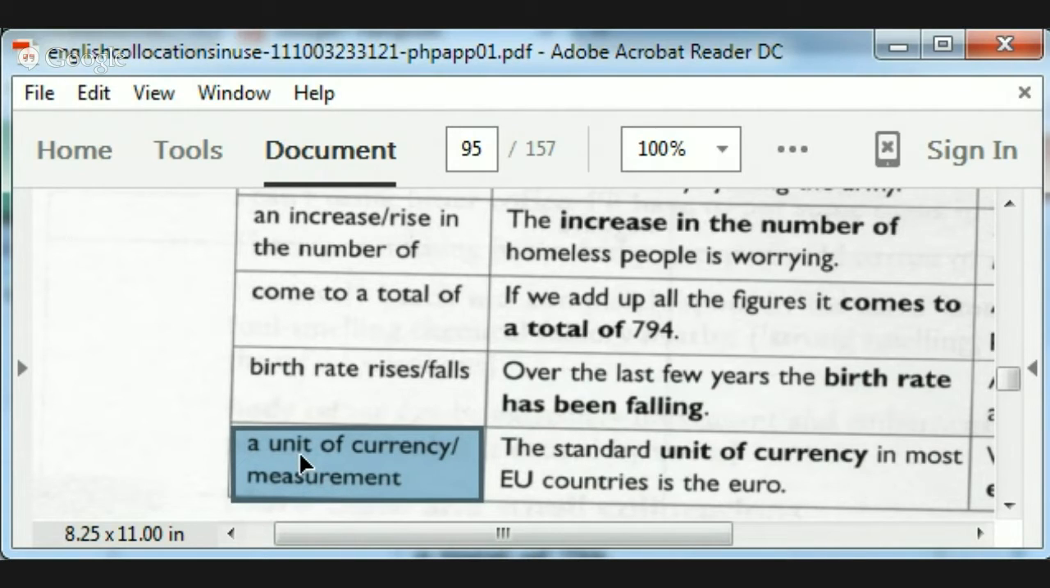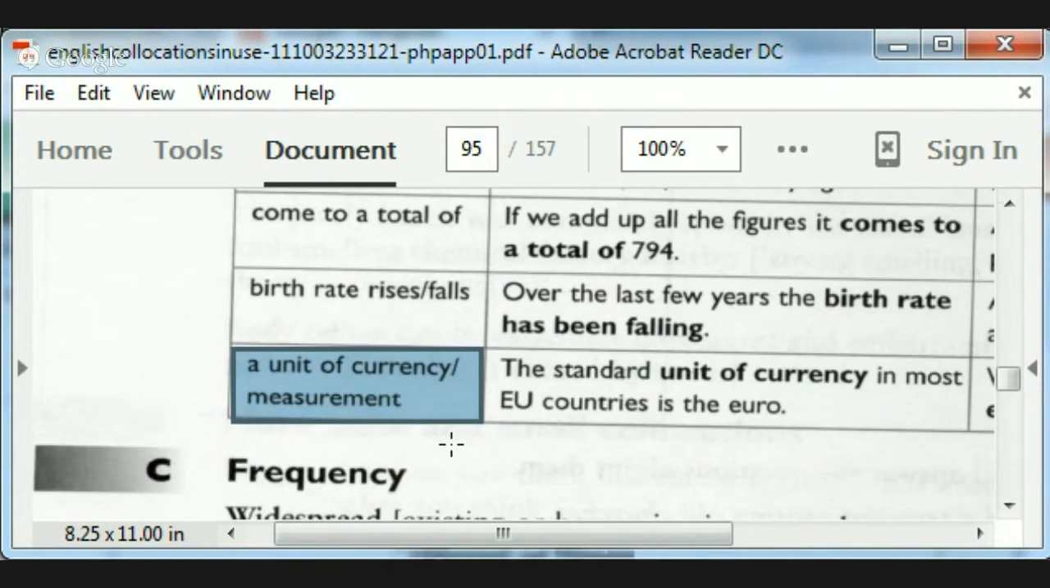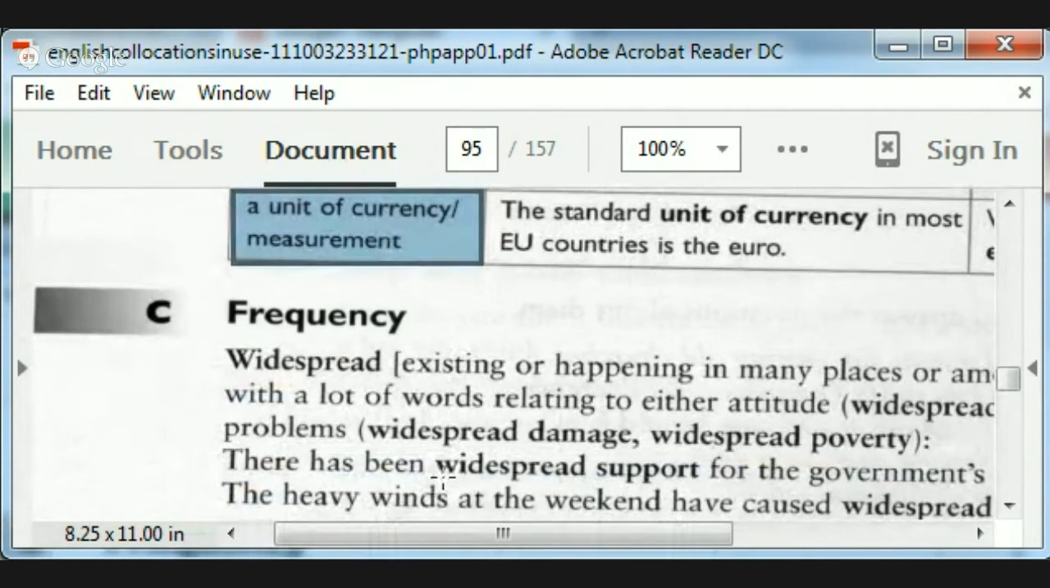Okay, well, a unit is one. In fact, uni is a prefix, or actually it's a root, that means one. You see, unicycle, a one-wheeled bicycle is a unicycle. A unit is one, measurement of one. Okay, a unit of currency. Of course, in the EU, it's the euro. Yes, in most European countries, it's the euro. Right.